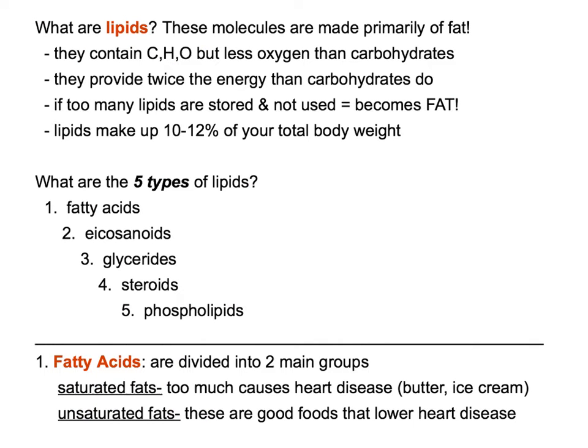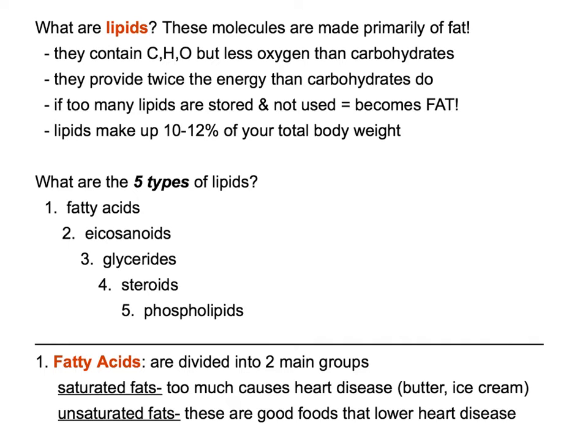Next is lipids. These are molecules that make up fat. Again, they're made of carbon, hydrogen, and oxygen, but they have much less oxygen than the carbohydrates do. They provide 2 times the energy that carbohydrates do. If you get too many lipids, they're stored, not used, and that becomes fat. Fat is our energy storage molecule. Lipids are supposed to make up 10 to 12% of your total body weight.